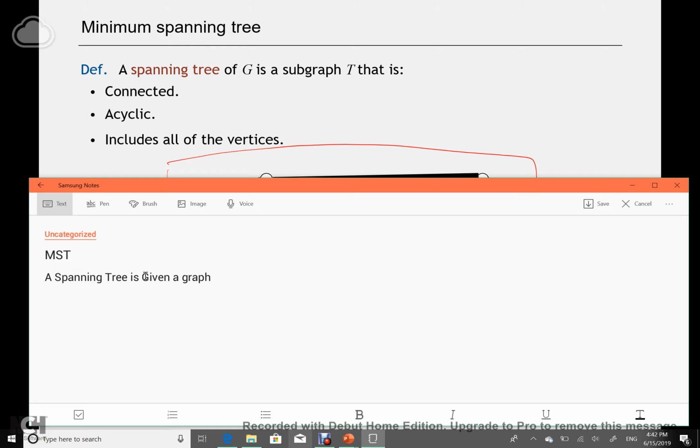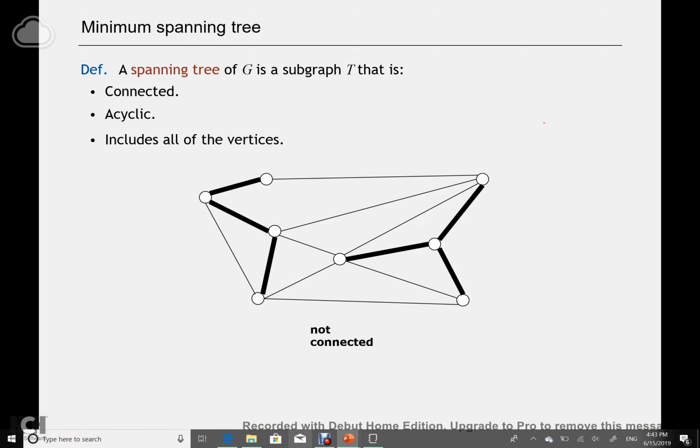A spanning tree is a tree of a graph that covers all vertices in the graph, connects all vertices without cycle. This is what we talk about, the definition of a spanning tree.